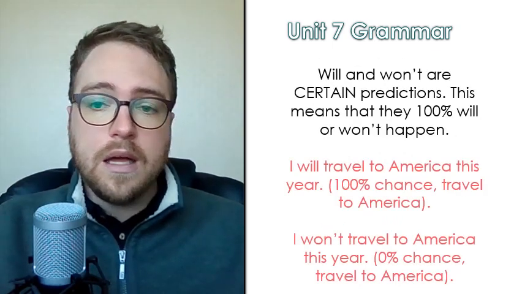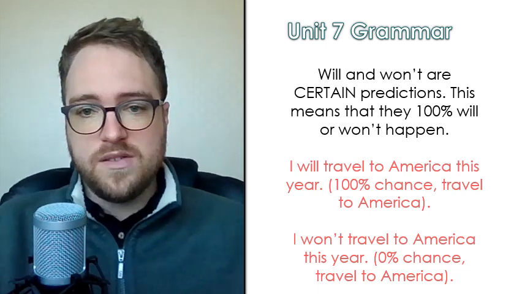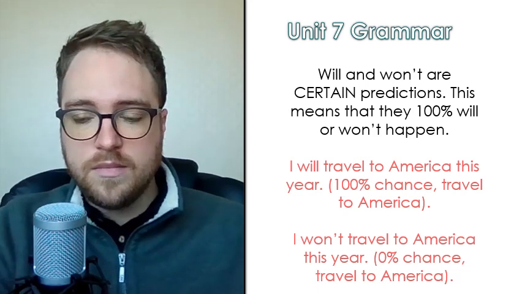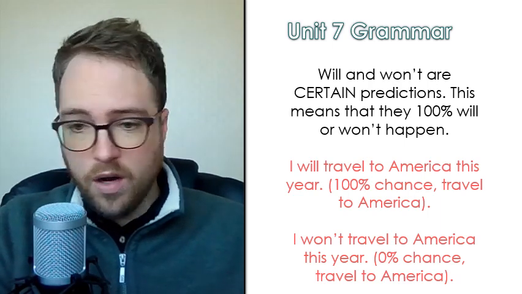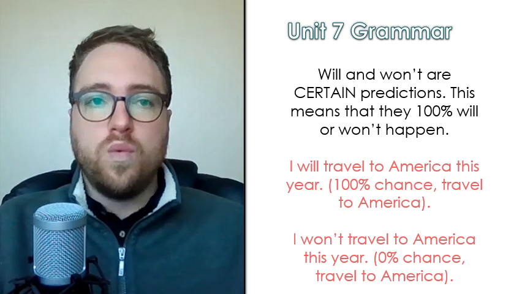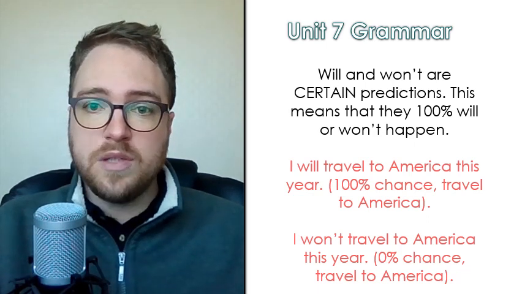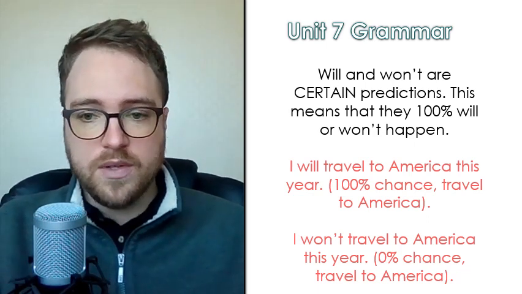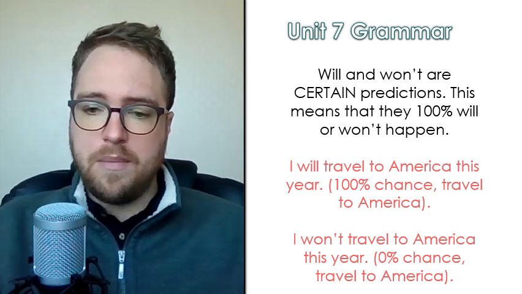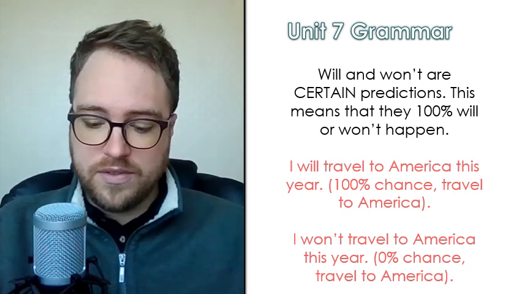All right, will and won't are called certain predictions. This means that they 100% will happen or won't happen. So, for example, I will travel to America this year is 100% chance to travel to America. And I won't travel to America this year means 0% chance to travel to America.